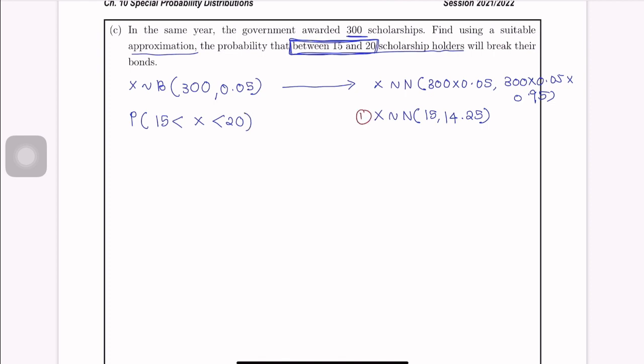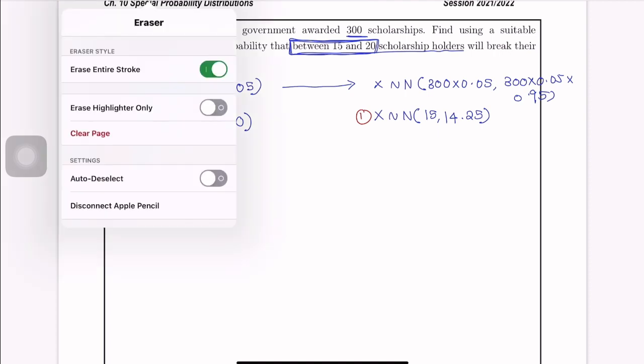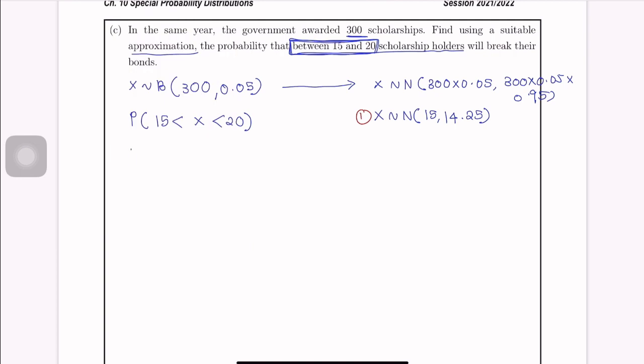And then the second step, you still remember, we need to do CC, continuity correction. But before that, we need to change the sign to equal. So we have X between 16 and 19. Just draw a number line if you're not sure: 15, 16, 17, 18, 19, 20. X between 15 and 20, but 15 and 20 are not included, so we start from 16 and go to 19, because 20 is not included. So that's why we have X between 16 and 19 included.